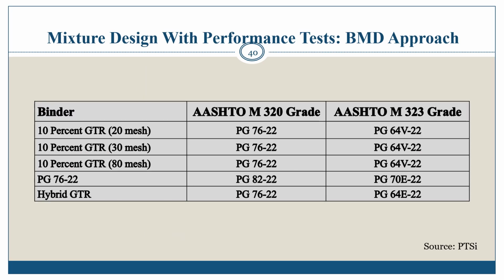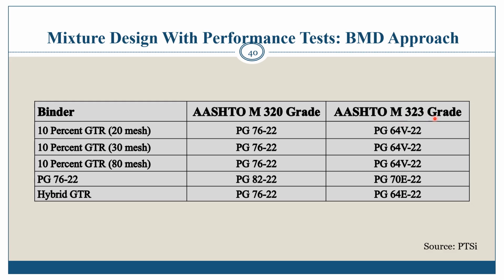Another thing we did, we wanted to look at how other binders, rather than just those 4 binders, would perform. So we actually formulated some other binders with 10% GTR at 20 mesh, 30 mesh, and 80 mesh, and then we did a 76-22 SBS modified, and the hybrid, which was about 1.5% SBS plus about 7% GTR, and graded those according to M320 and M332. Basically, they were all 76-22 or better. The 76-22 SBS actually graded as an 82 minus 22.